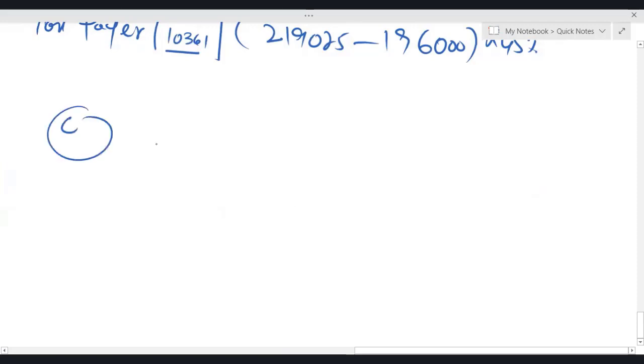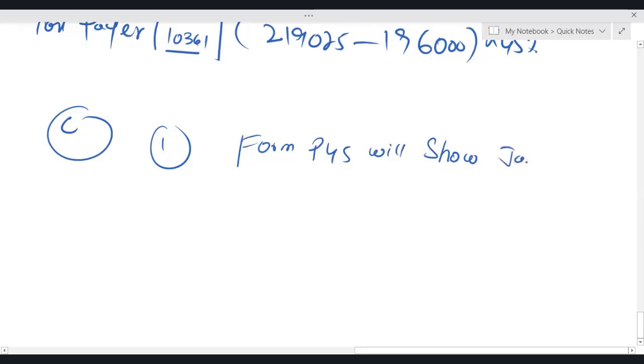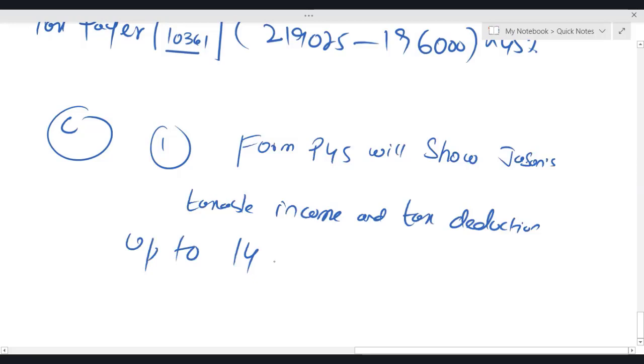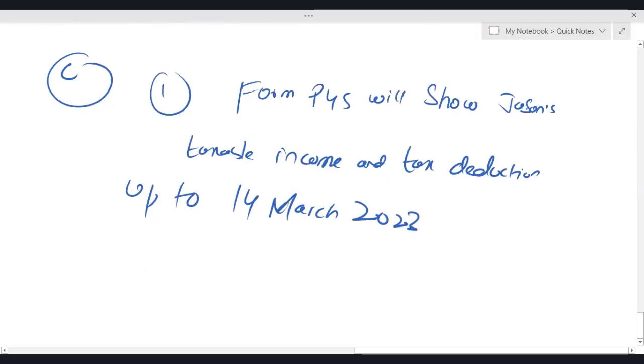So see, number one, let me repeat, Form P45 will show Jason's taxable earnings and the tax deduction up to which date? The date 14 March 2023, because this is the date when Jason is going to leave initial PLC. So simply Form P45 will show Jason's taxable income and tax deductions up to 14 March 2023. And there will be a code as well.